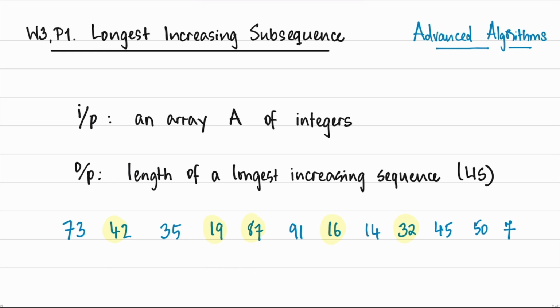The easiest way to think about a subsequence is to say that, well, let's just go ahead and delete some of the elements in the input array, and what's left would be a valid subsequence. Okay. This is also different from what is called a substring.